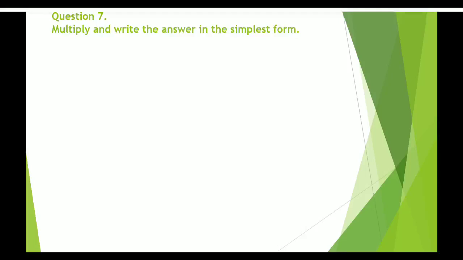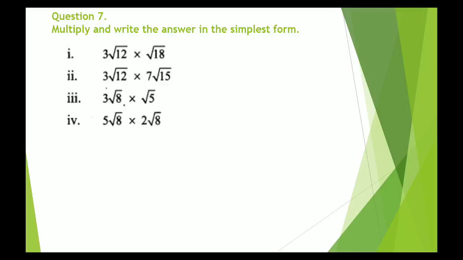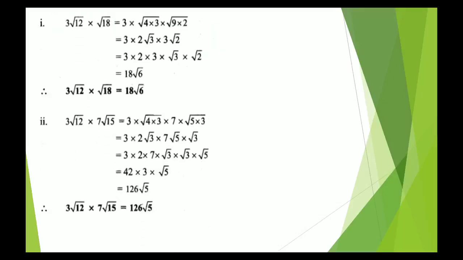Question number 7. Multiply and write the answer. Write the answer in the simplest form. These are the questions. 3 root 12 multiply root 18.